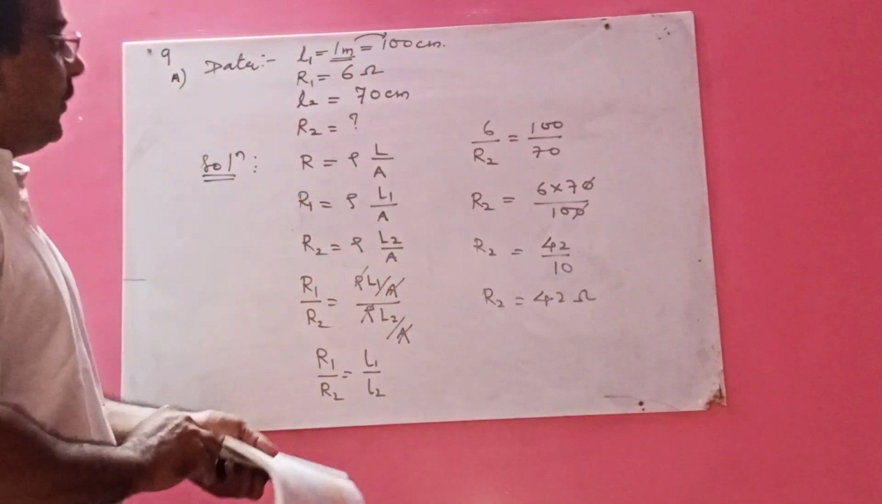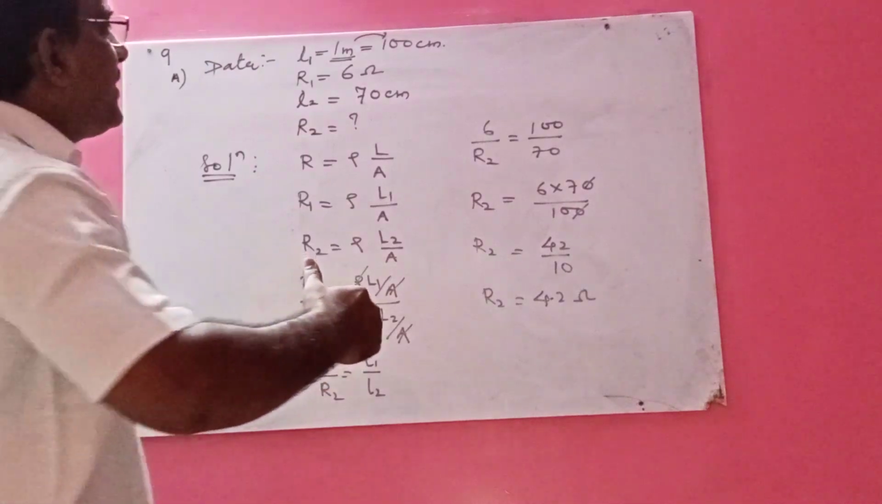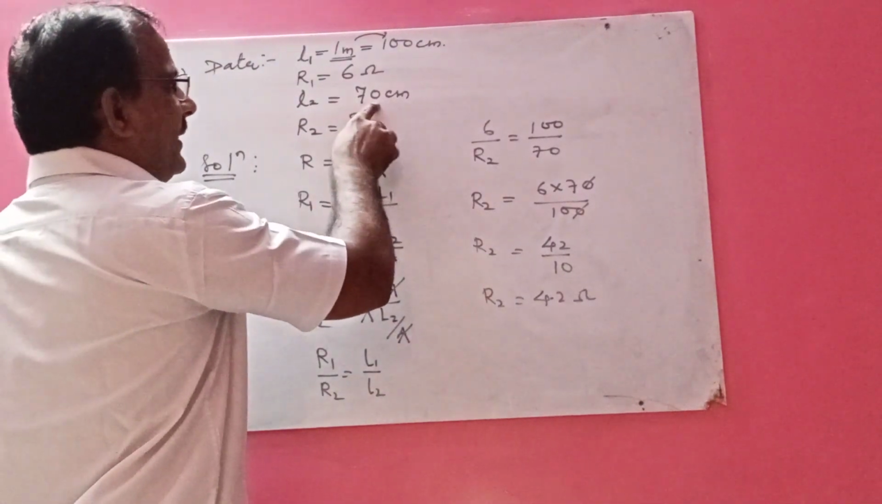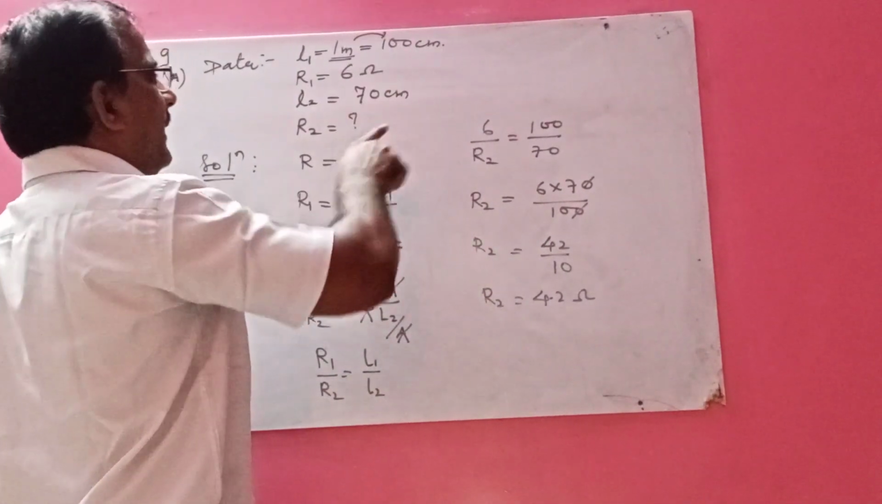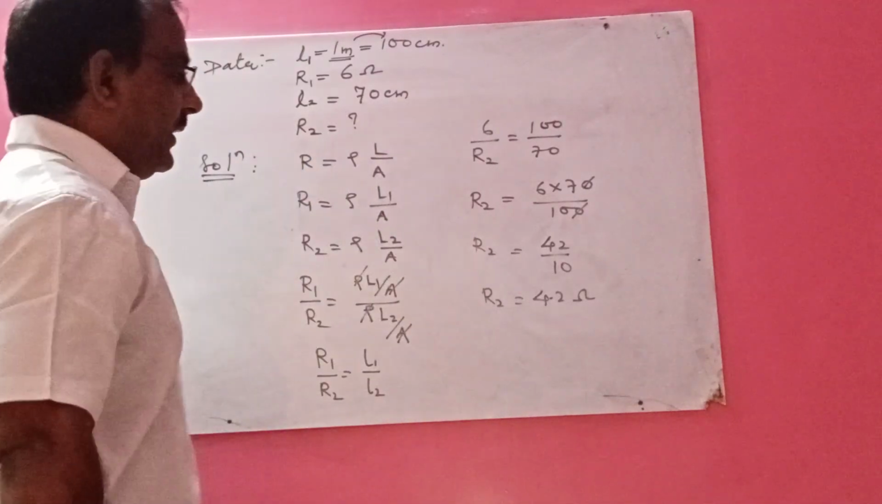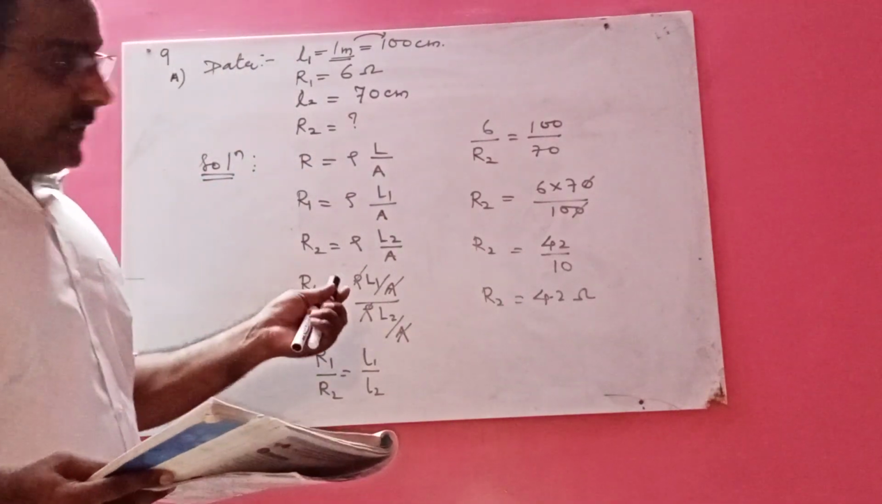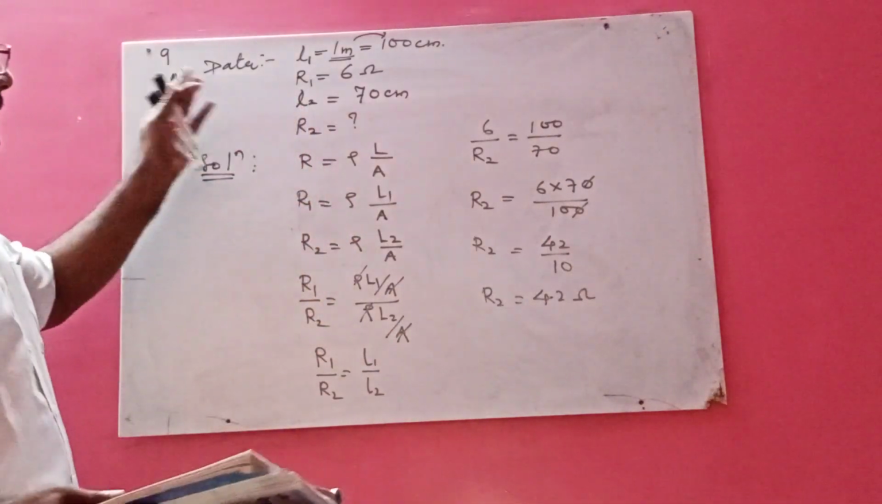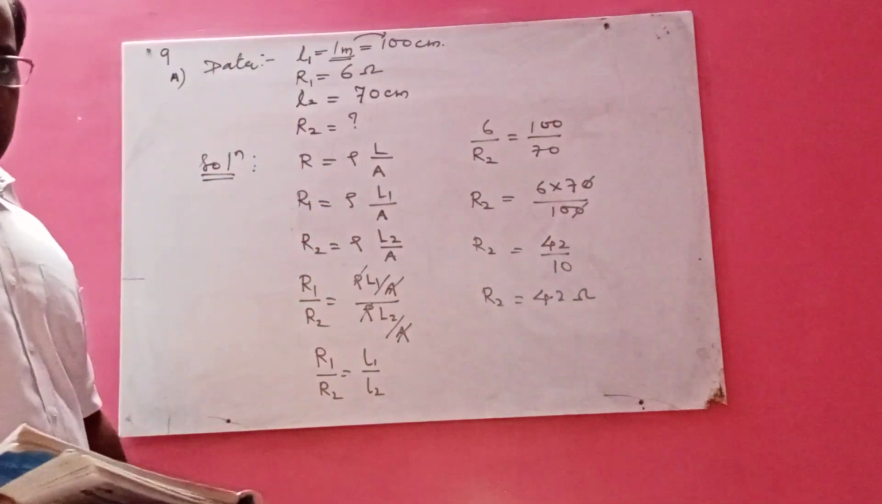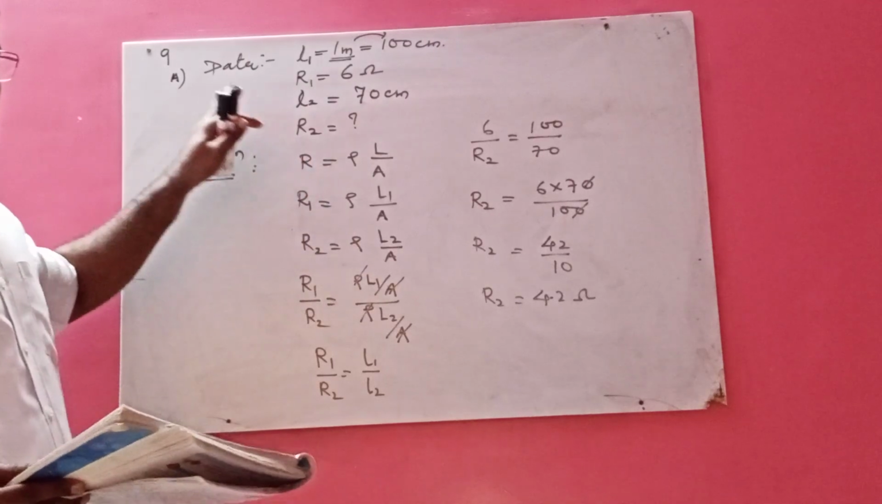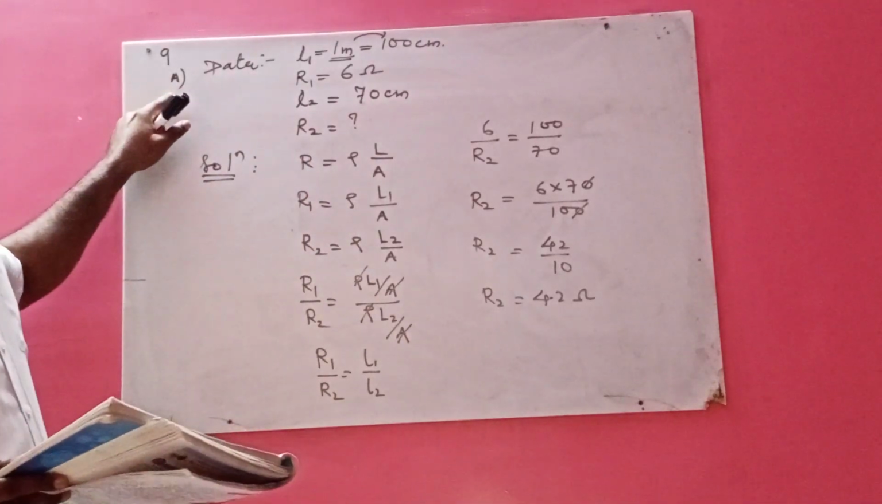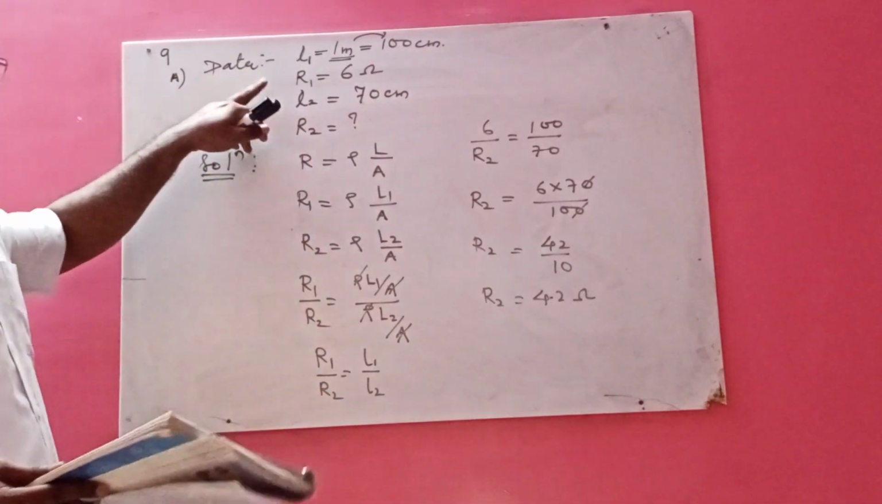So when the length of the wire is reduced, decreased, up to 70 centimeter, at that time the resistance of the nichrome wire is 4.2 ohm. Got it, children? So this is your question number 9A. Children, question number 9A. Just see here once again.